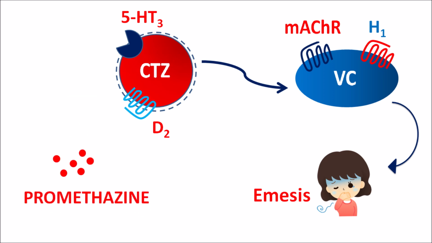Now, promethazine works by multiple mechanisms. It can block the D2 receptors on the CTZ. It can also block the muscarinic acetylcholine receptors on the vomiting center. And finally, it blocks the important H1 receptors, thereby it can reduce the induction of nausea and vomiting. That's why promethazine acts as an anti-emetic agent.